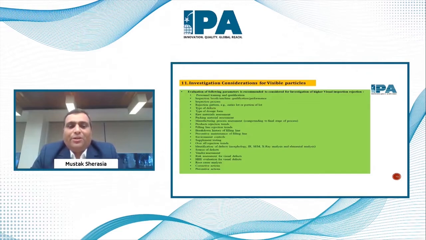And if you do not have any specific visible particles, which are very difficult to identify, then identification technology has to be considered, with analytical processes like morphology, IR, scanning electron microscopy, X-ray, and elemental analysis. These will help to identify the particles and their source, derive a conclusion near to the source, and put in adequate corrective and preventive action.